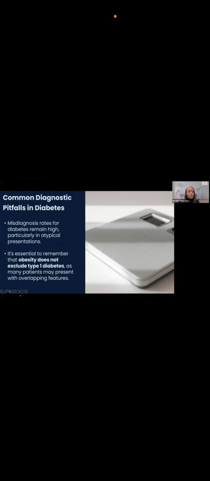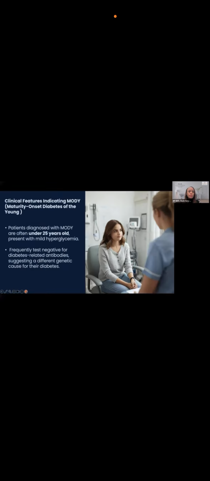So again, some common pitfalls that we see in outpatient settings: misdiagnosis rates for diabetes remain high, especially in patients with atypical presentations. It's essential for you as a practitioner to remember that obesity does not exclude type 1 diabetes. Most of the time, this is overlapping, and you want to keep that in mind. And then, of course, we talked about MODY. Patients diagnosed with MODY are often under 25. And in this patient's case, the patient is a younger patient. So again, you always want to consider MODY. They frequently test negative for diabetes-related antibodies, suggesting a different genetic cause for their diabetes.